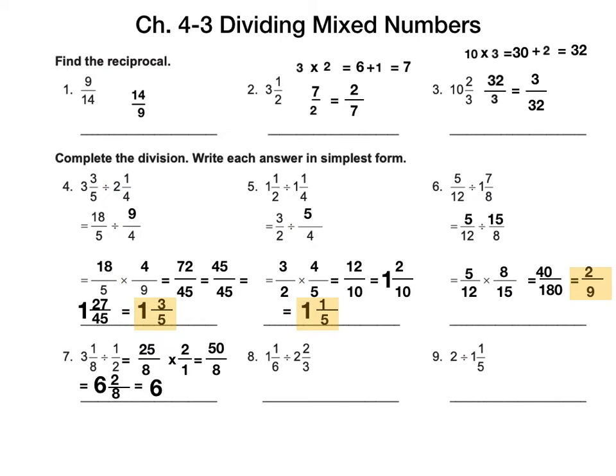So we're going to pull out our whole number so that it's still in our answer. And 2 and 8's greatest common factor is 2. So you're going to divide 2 divided by 2 is 1. 8 divided by 2 is 4. 6 1/4 is my final answer to that problem.